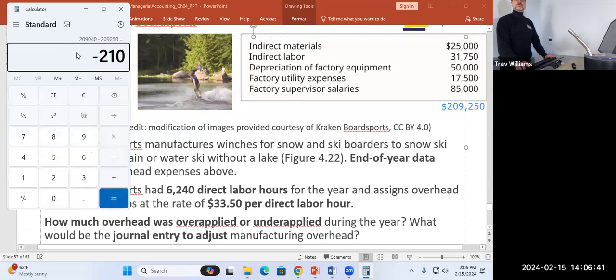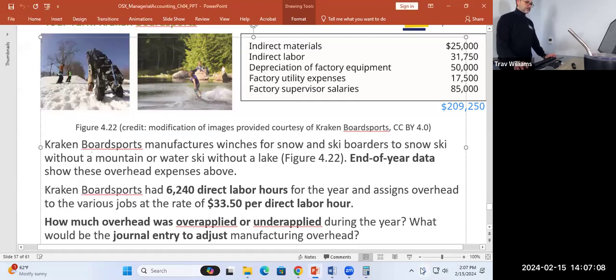You see, it's a difference of $210, right? So were they over applied or under applied? Under. They were under applied by $210. Okay. And so how would we then journalize that? We would debit cost of goods sold, we would credit manufacturing overhead. Okay. All right, good job, everybody.